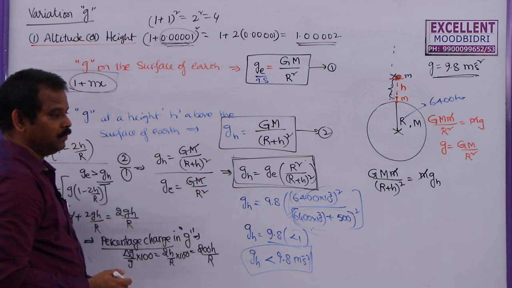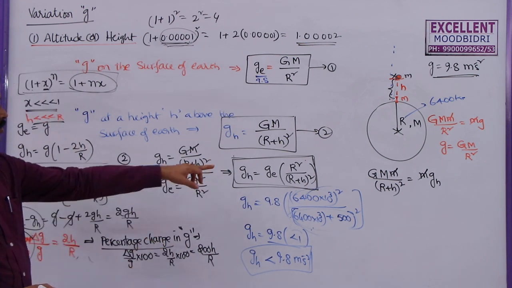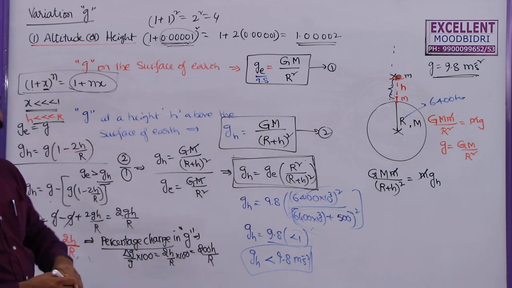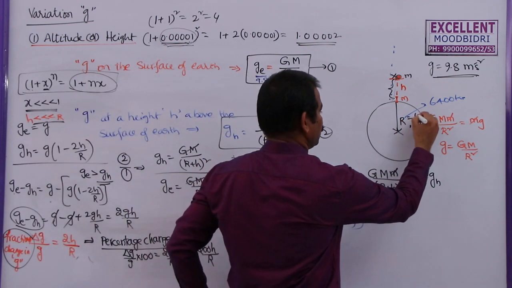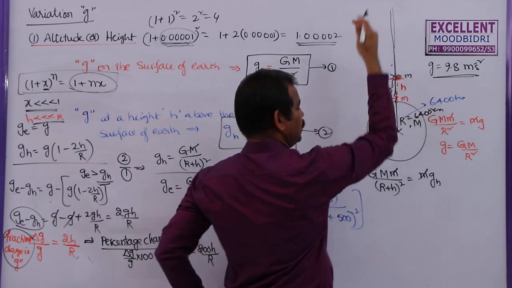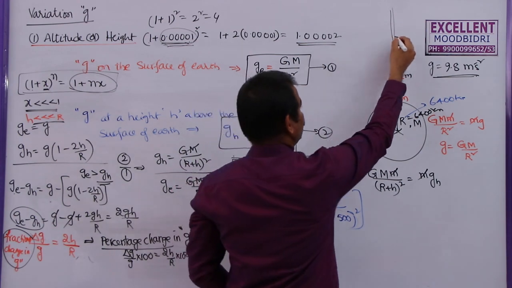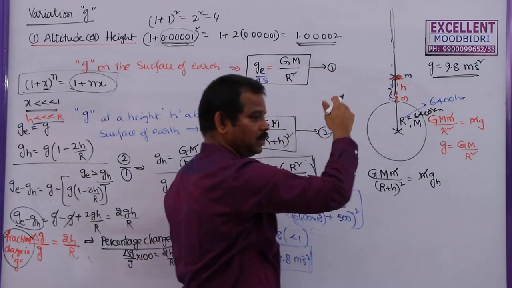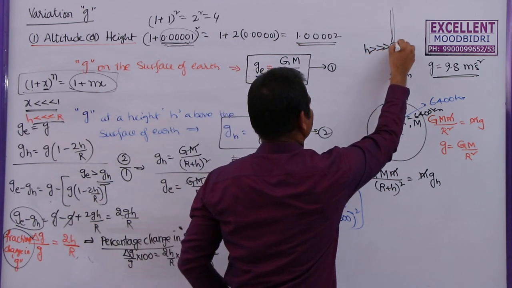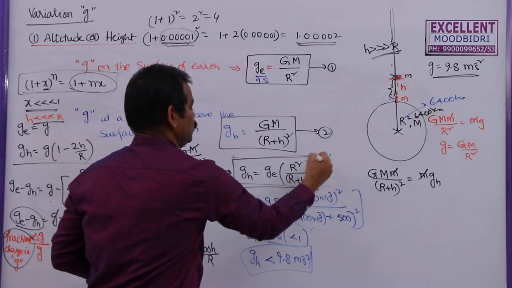You can get the percentage change as well as fractional change when h is similar or nearly equal to, smaller or larger than this one. Why? Because if r is equal to 6400 kilometers, and h is very big, this may be 6400 kilometers, 12800 kilometers, or 1 lakh kilometers, or at a large distance h may be very large when compared to r. Then we have to use this formula.